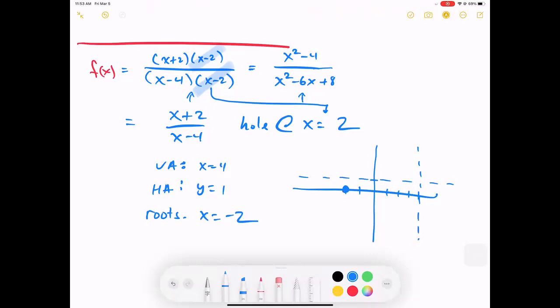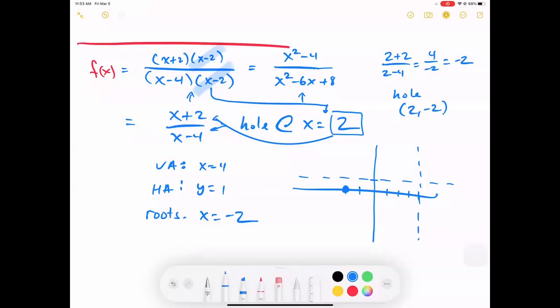And we want to draw one more thing. That's find our hole. If the hole happens at x equals 2, we plug it back in to figure out what the y value is. So 2 plus 2 over 2 minus 4 is 4 over -2, which is -2. So our hole is at 2, -2. All right, let's find 2, -2. Here's 2, -2, comes down right here, and you're going to draw a big fat hole, meaning a hollow circle.